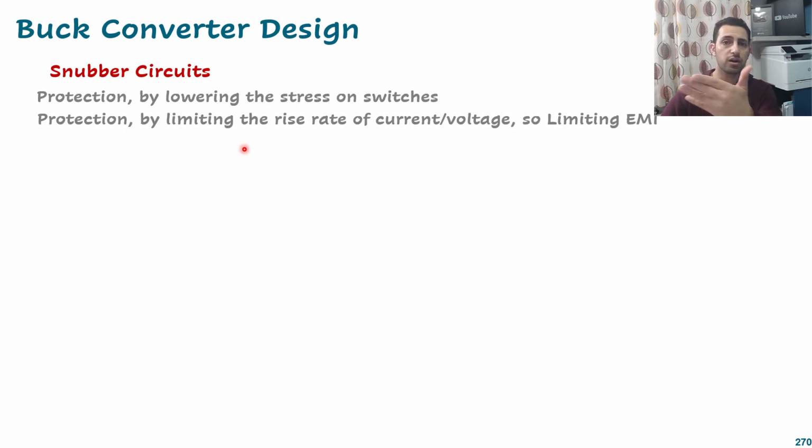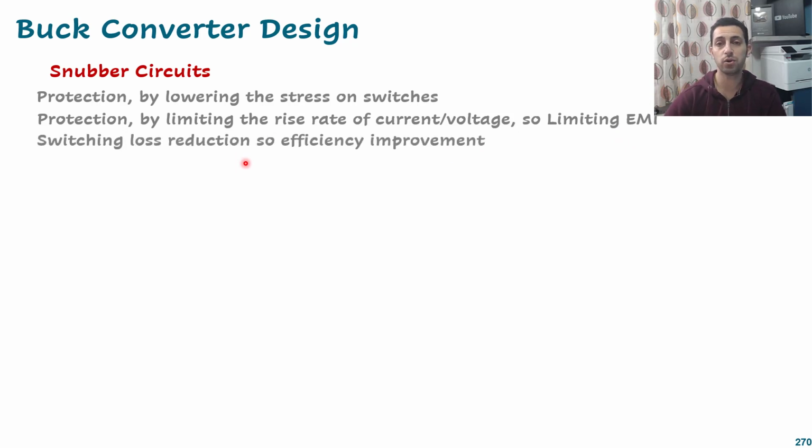When you have ESR or ESL, as we saw previously, that current will also go through the switch, and the switching will also be very hard, and that will produce spikes, and those spikes can also emit electromagnetic interference, and this will reduce your design quality. And also it provides switching loss reduction, so efficiency will improve.